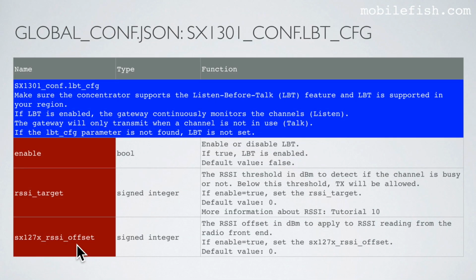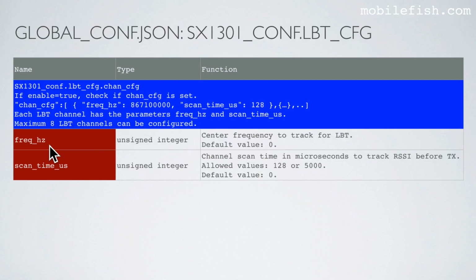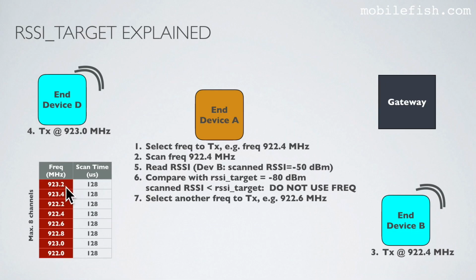This parameter contains the RSSI offset in dBm to apply to RSSI reading from the radio front end. If the enable parameter is true, then this parameter is set. The default value is 0. This parameter contains the center frequency to track for LBT. The default value is 0. This parameter contains the channel scan time in microseconds to track RSSI before transmit. The allowed values are 128 or 5000. The default value is 0. So these are the center frequencies to track for LBT, and these are the channel scan times in microseconds.